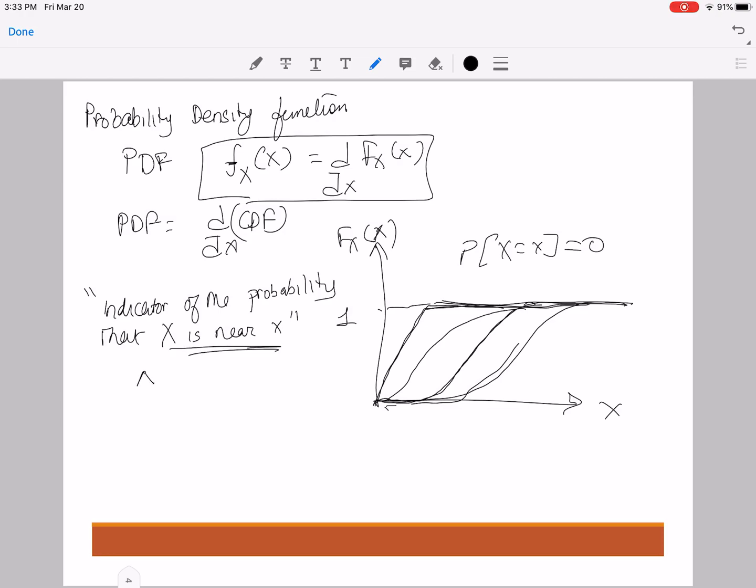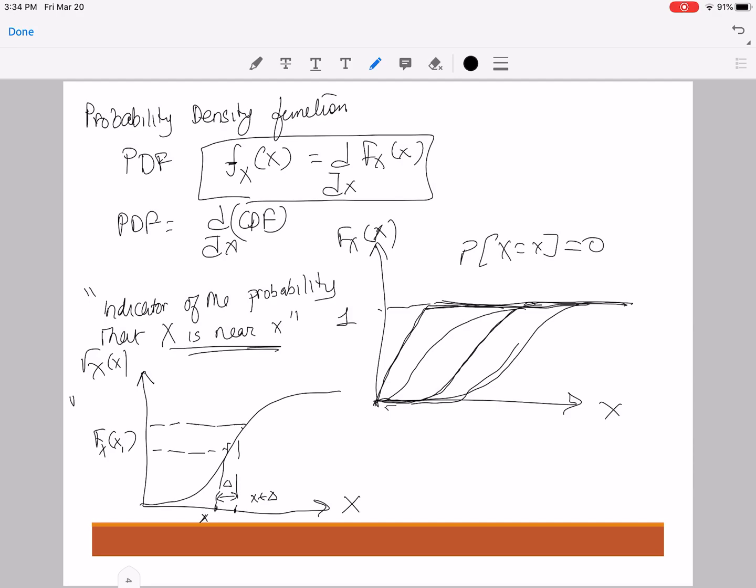And let's take an example here of a CDF whose shape looks something like this. So if I were to consider a point small x here, the value of the CDF is F of x. If I were to take another point that is delta units away from this, let's call it x plus delta, there the value of the CDF is F of x plus delta. So the value of the CDF at x is F of x. The value of the CDF at x plus delta is F of x plus delta.